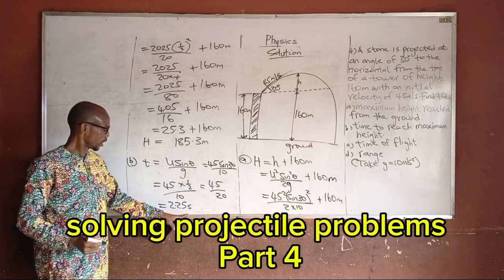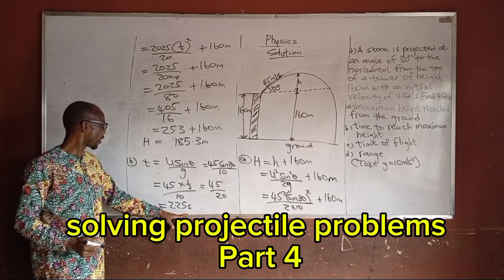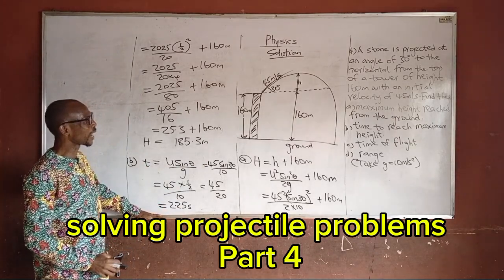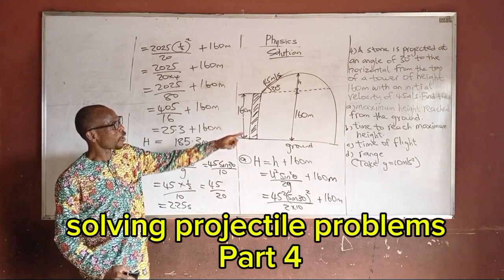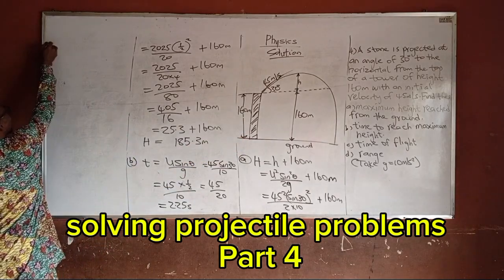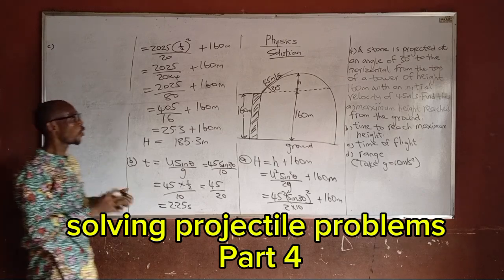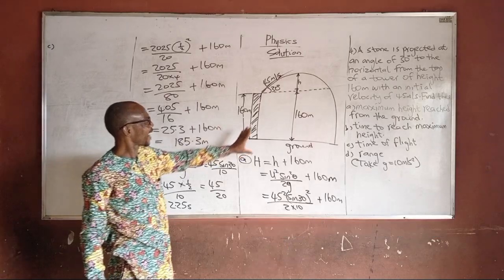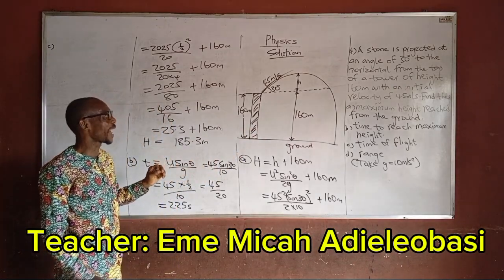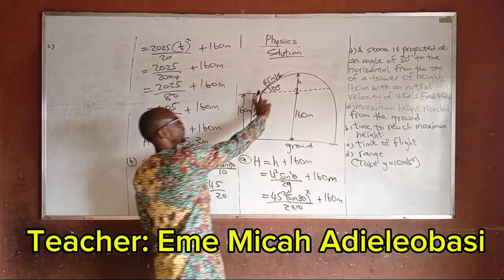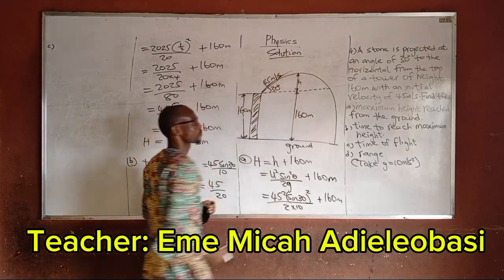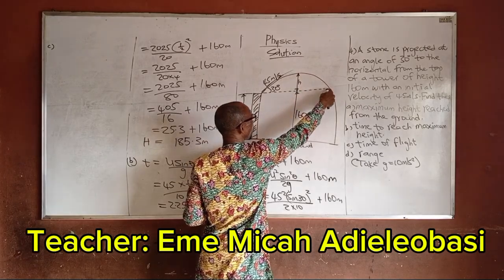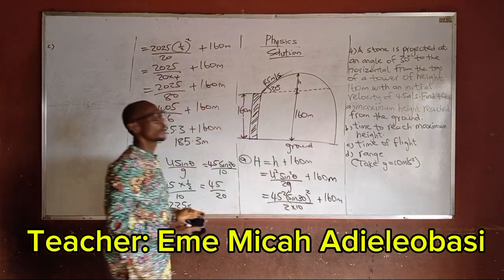2.25 seconds. That gives us the value of our time to reach the maximum height. Now we are going to look at C, time of flight. In our time of flight, it's going to take a different dimension because we have the time it takes to reach this maximum height, and also the time it takes from here to this point before coming down.